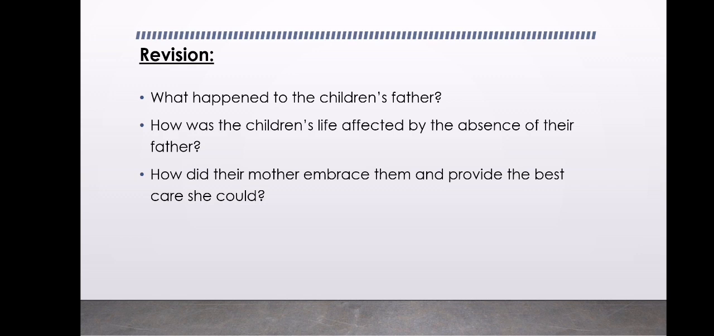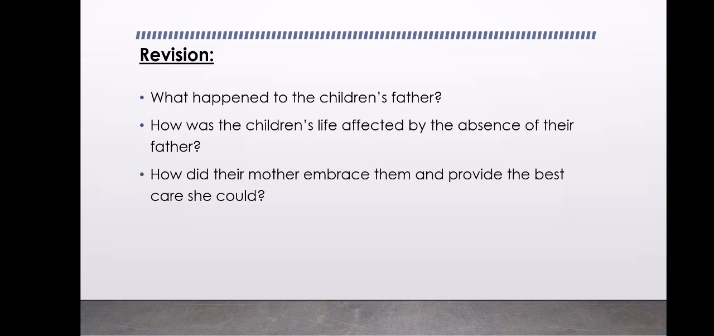The next question says, how was the children's life affected by the absence of their father? We'd learned that the children had moved to a new house. It was smaller and it was in the countryside. They had moved to a cottage which was totally different than their old house in London. They started becoming poor and they couldn't afford a cook and a maid anymore. So they had to help their mother around the house. The house was dirty and the children thought they saw rats and it didn't have any water.